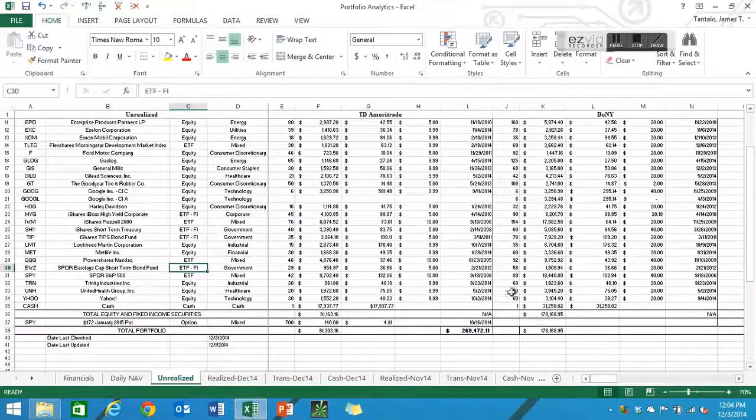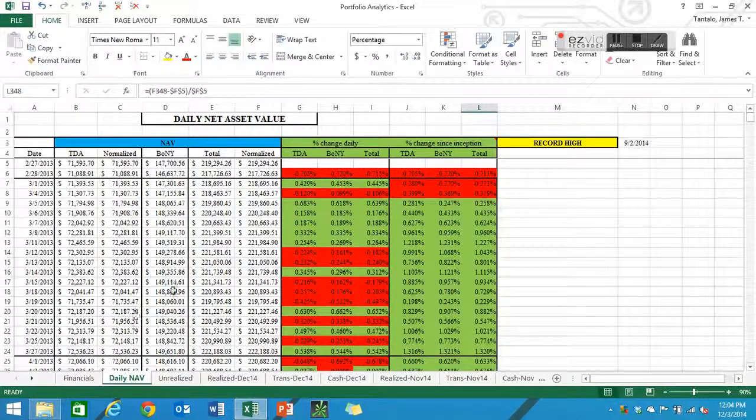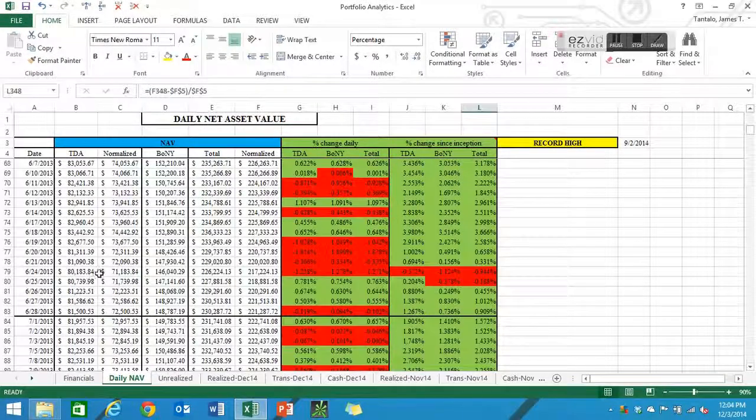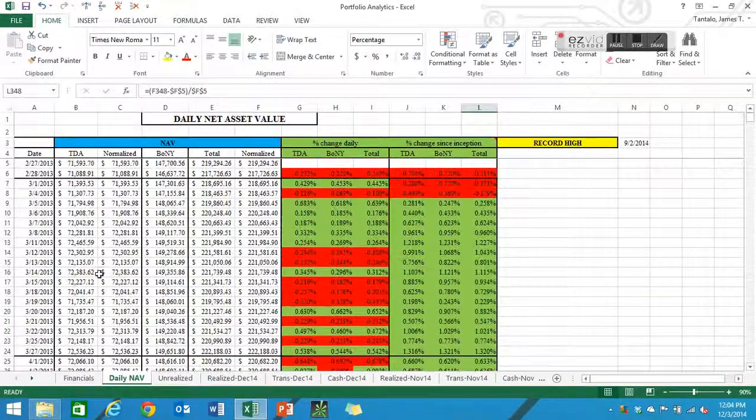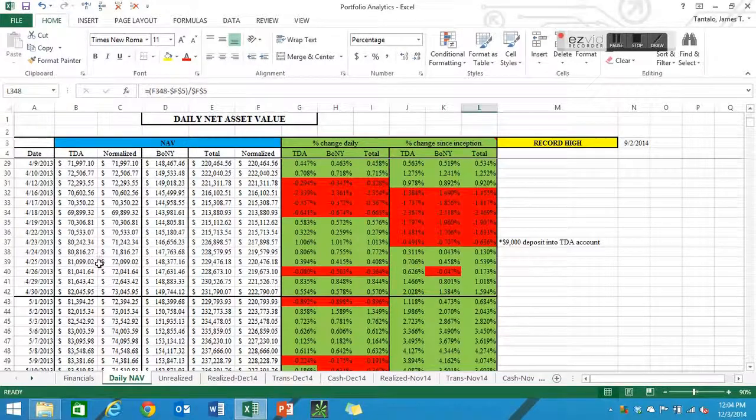So this is basically the bulk of this spreadsheet. I'll move into a few more tabs to explain what's here and what's there if you're moving into financials or our net asset value, our realized tab, transaction tab, or cash tab. So our daily net asset value is a tab that I created that tracks our net asset value, or our total portfolio value, for any given day over what's been almost 2 years now.